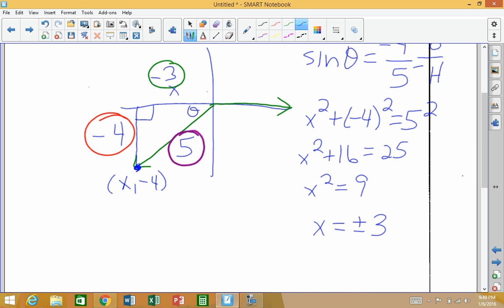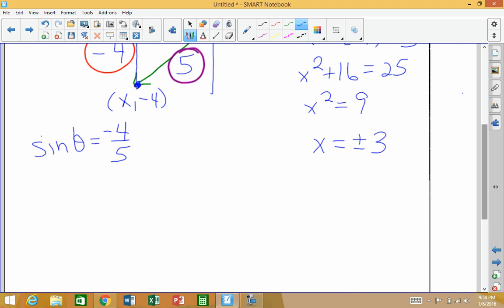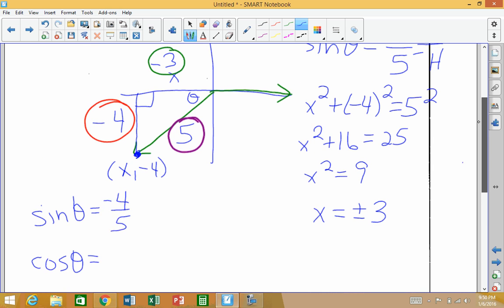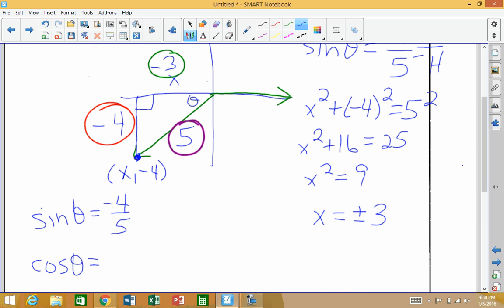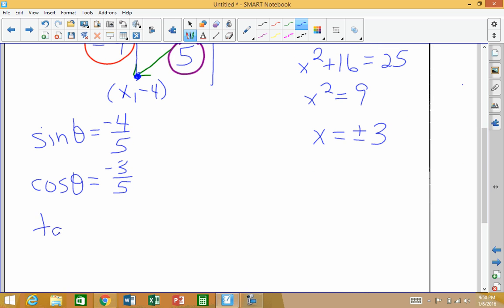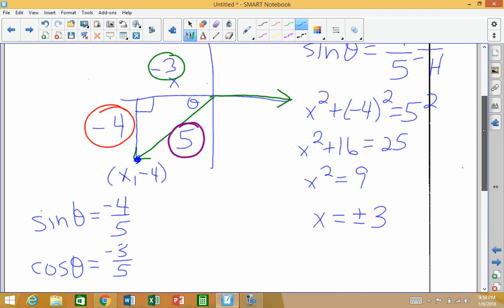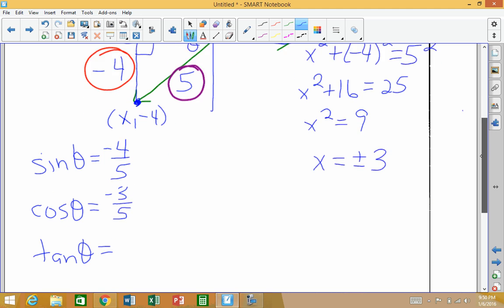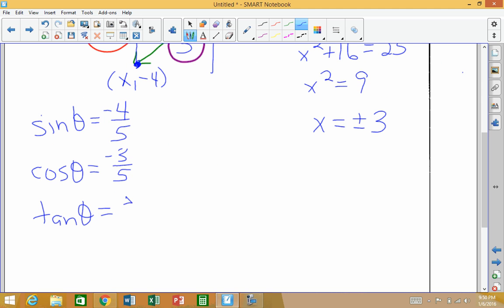So we can now go through all the trig functions. Now the sine was given. We'll rewrite it. The sine of theta was negative 4/5. The cosine of theta. Okay, if we look here, the adjacent is negative 3 and the hypotenuse is 5. And the tangent of theta, okay, opposite over adjacent, that's negative 4 over negative 3, or 4/3.